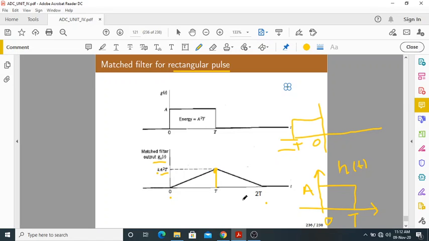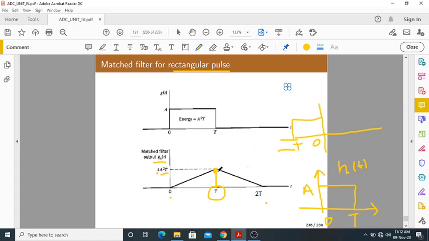Okay. So now you can ask me why you are sampling at t equal to capital T. I am sampling at t equal to capital T because at this value the signal component is maximum. So what is g naught of t? The signal component of the output of the filter. Now if I take the sampling at t equal to capital T, I am getting the maximum value of the signal or maximum signal power. That's why we generally sample at t equal to capital T.